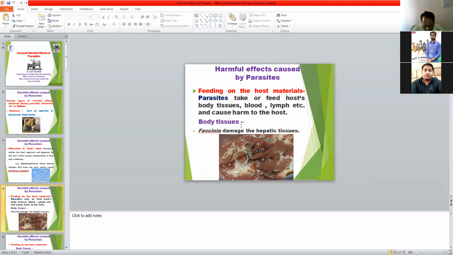Then some of the parasites hit the host tissue and take the nutrition, like Fasciola. Fasciola is a trematode parasite, commonly known as liver fluke. The definitive host is cattle, buffalo, sheep, and goat. फैसियोला जनरली कैटल, बुफेलो, शीप एंड गोट के इमेच्योर फैसियोला लिवर पैरेन्काइमा में रहता है, एडल्ट फैसियोला बाइल डक्ट में रहता है.